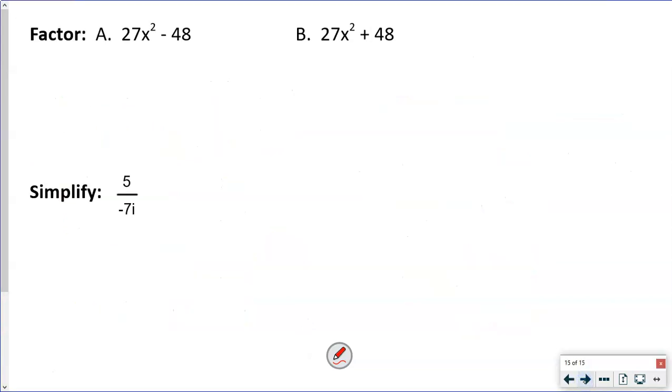All right, so these last 3 are review, okay? So I want to see if you guys can factor the first 2 and simplify the last one. All right, so hopefully you've done this and come back to me.